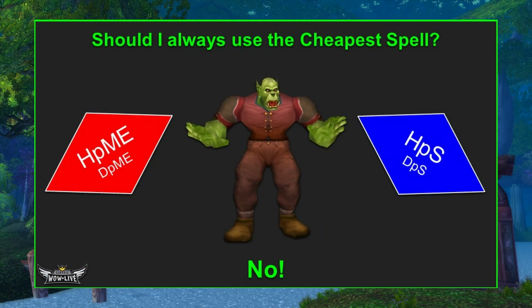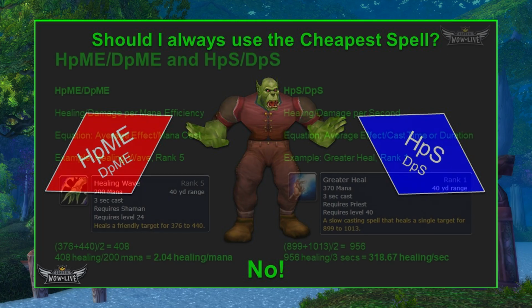What you may be thinking right now is, so Melderon, you're telling me I should always use the cheapest spell. No, that's not the case at all. There's two metrics that we really should take into account when we're thinking about downranking: HPME, or its very closely related metric DPME, and HPS, which is related to a metric that I'm sure many of you have heard of, DPS. So what are these two metrics and how do we use them?